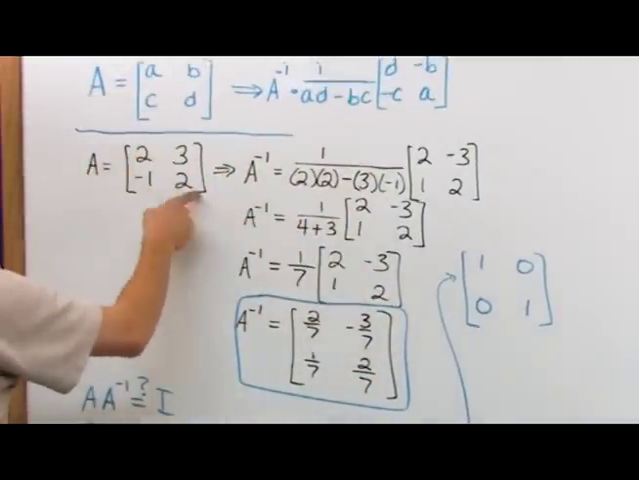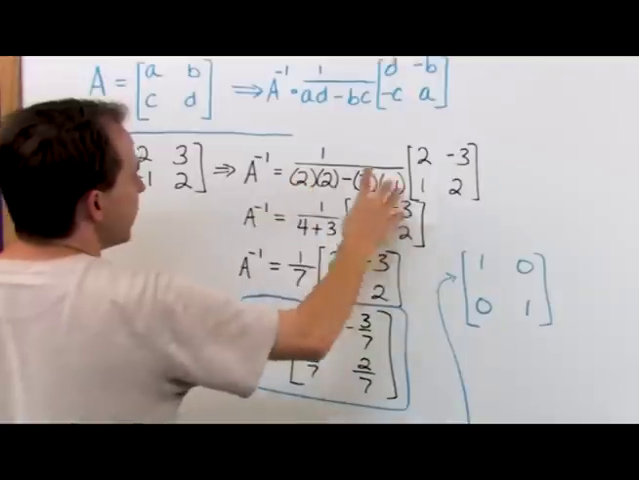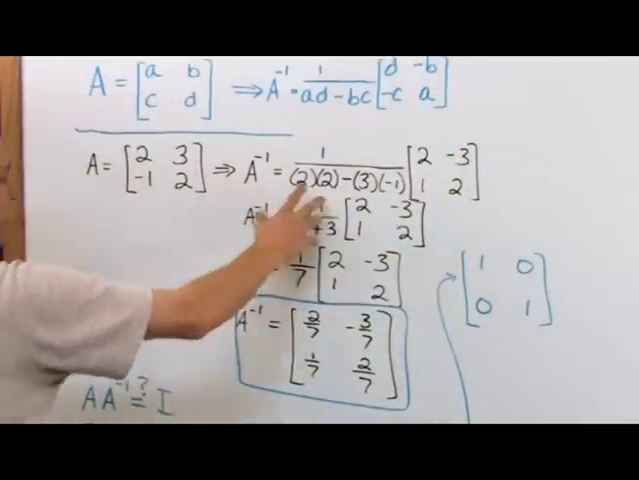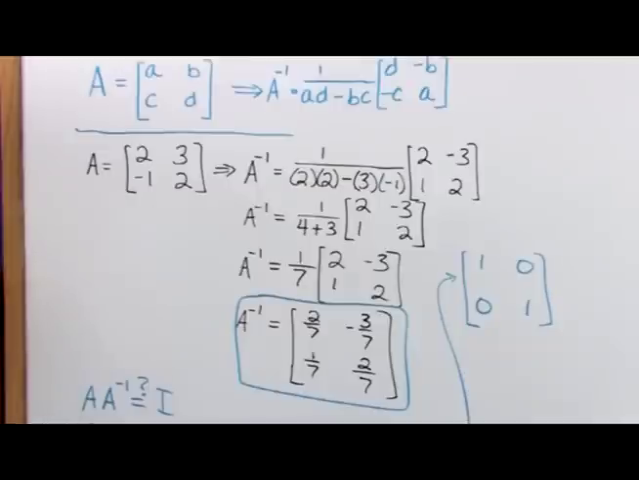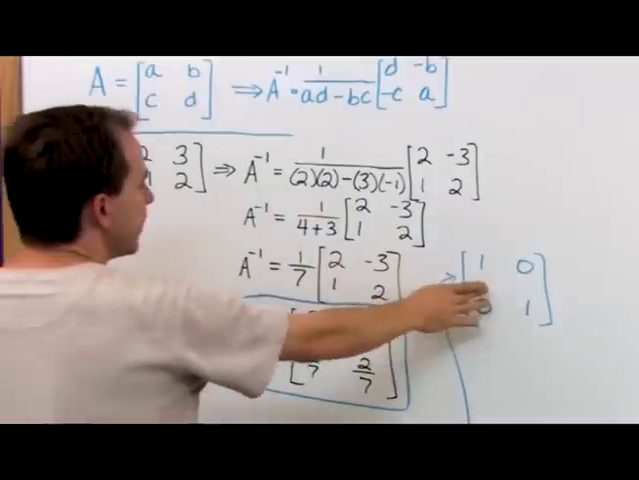You label A, B, C, and D. You have 1 over this stuff times this matrix defined like this, and you just do a little simplification, distribute it in, and this is the matrix inverse. This is how you check it. You multiply it by the original matrix. You should get the identity.